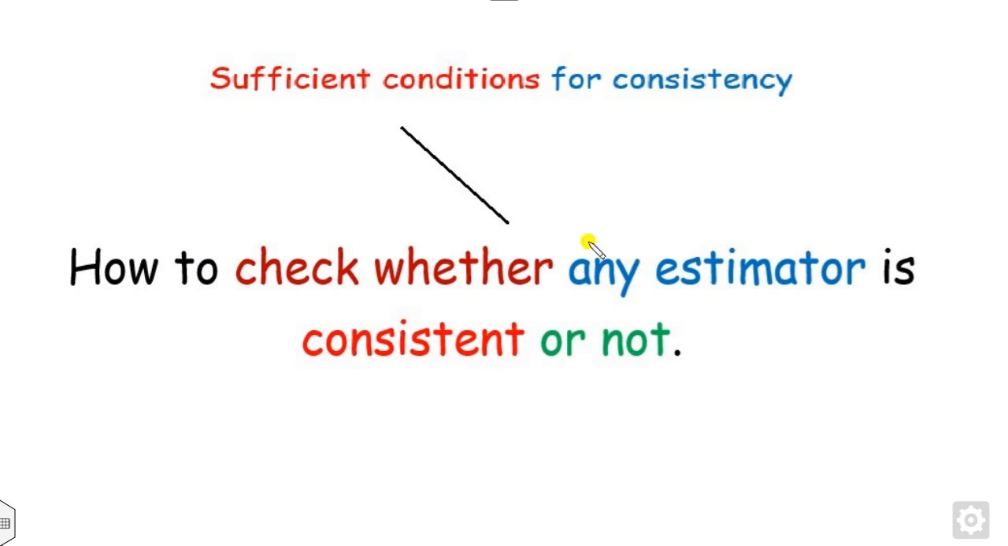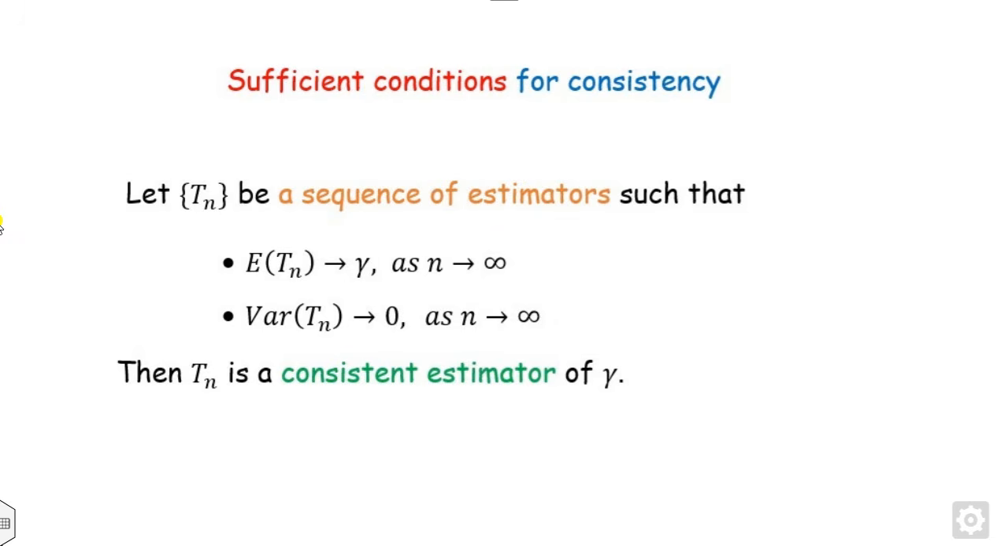Now, how do you check whether an estimator is consistent or not? To check this, we will discuss the sufficient conditions. What are those sufficient conditions? If we are able to prove that the expected value of the estimator is a finite value and the variance is 0, then that estimator is a consistent estimator of whatever the expected value converges to as n approaches infinity.